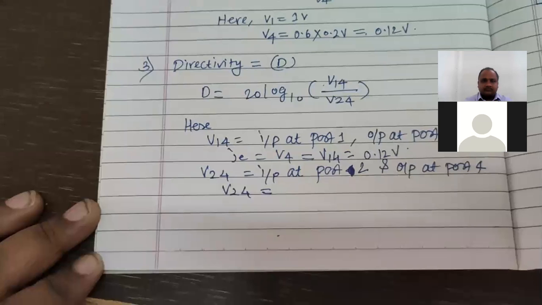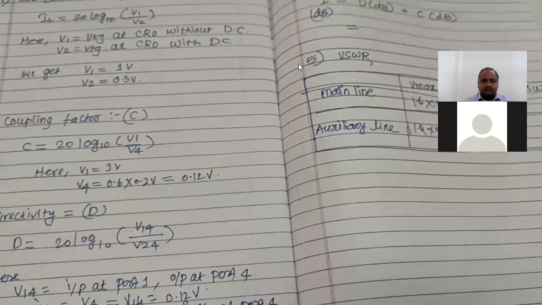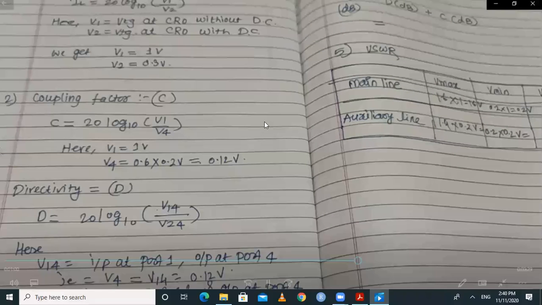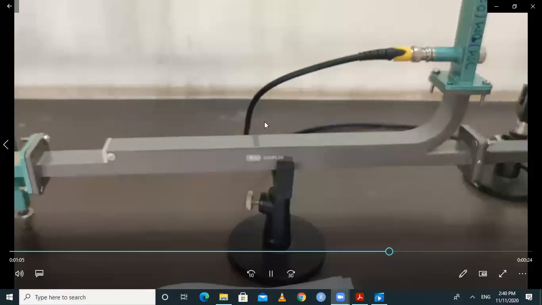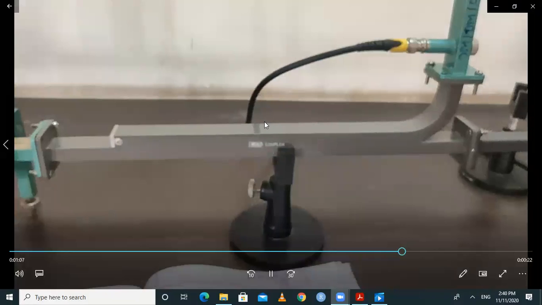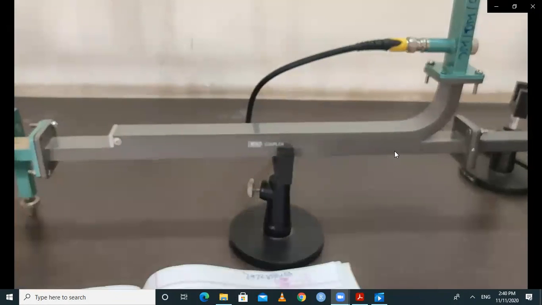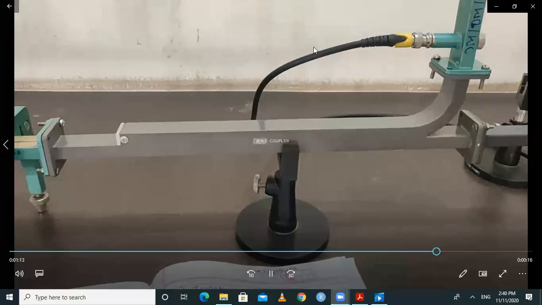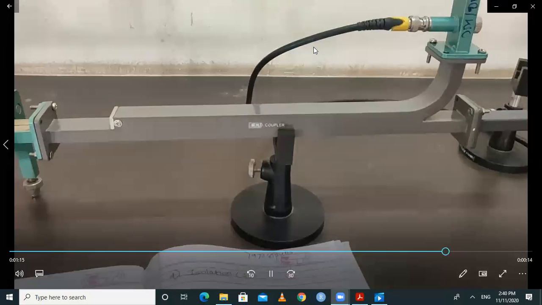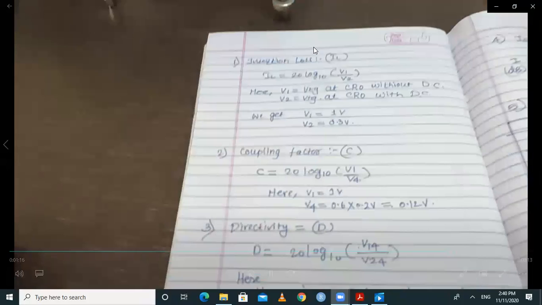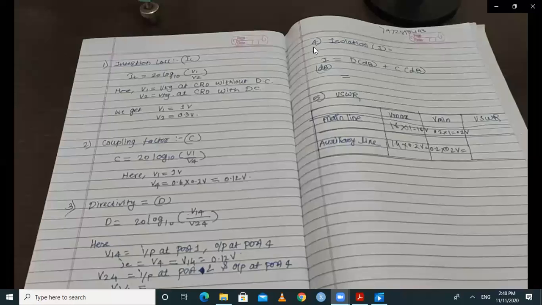Here what we have to find remaining is V24. V24 means output at port number 4, where input is at port number 2. So for finding V24, we just have to reverse the directional coupler, and then you get the output at port number 4. So that is V24. So for this directional coupler experiment, these are the parameters we found: insertion loss, coupling factor, directivity, isolation, and VSWR.